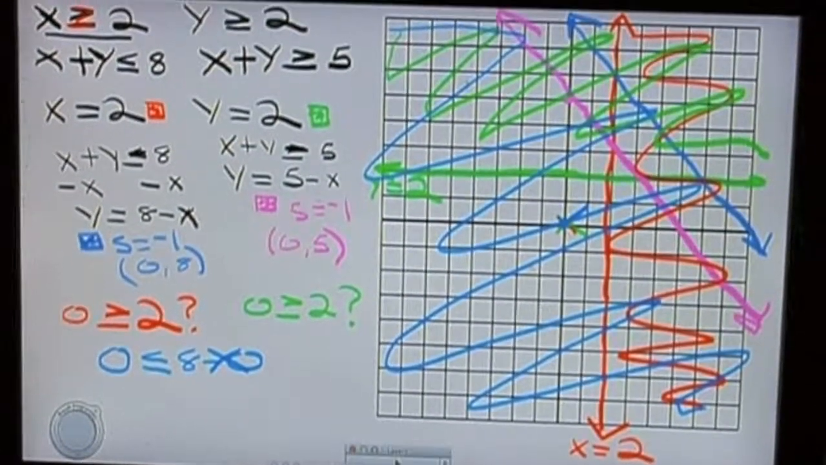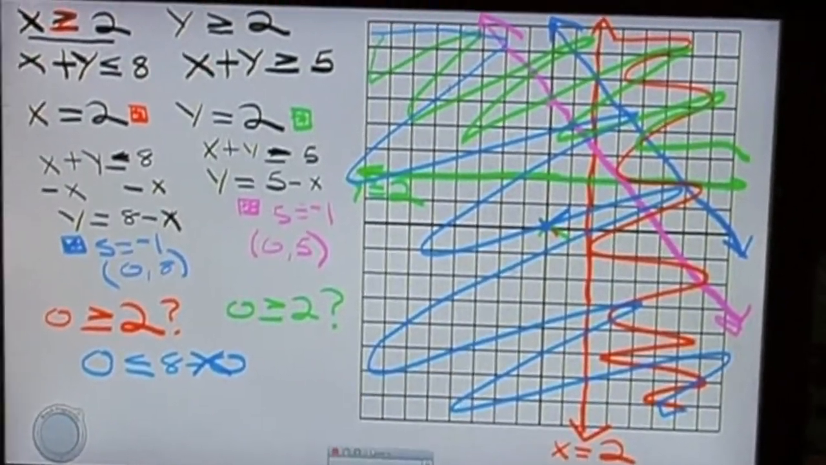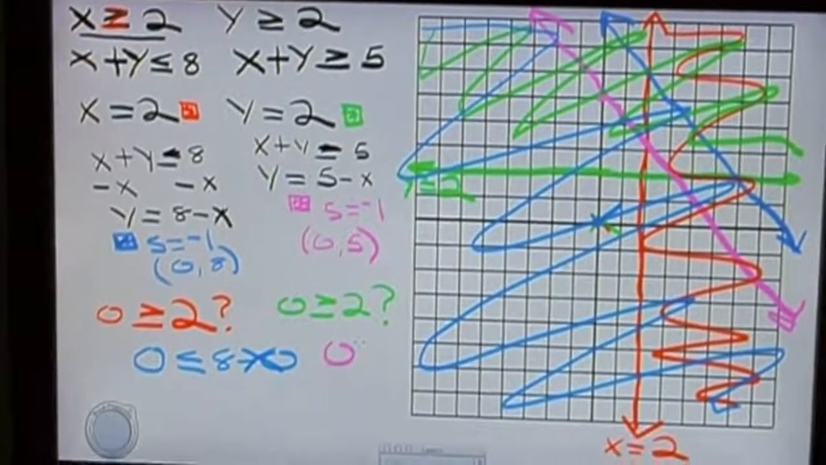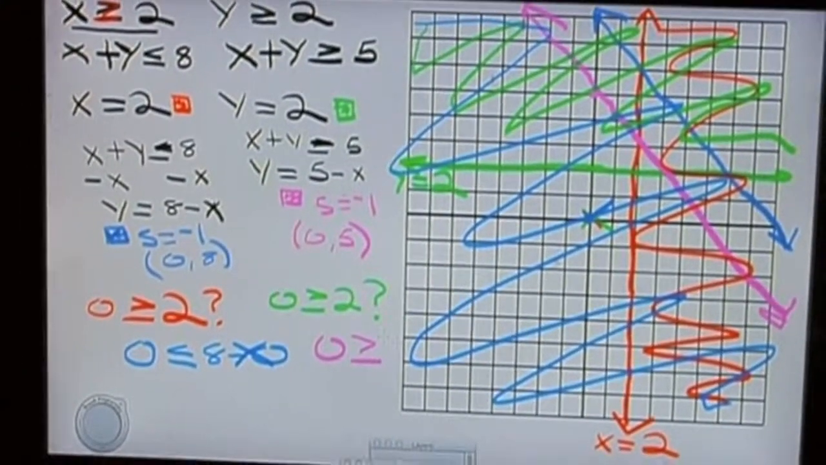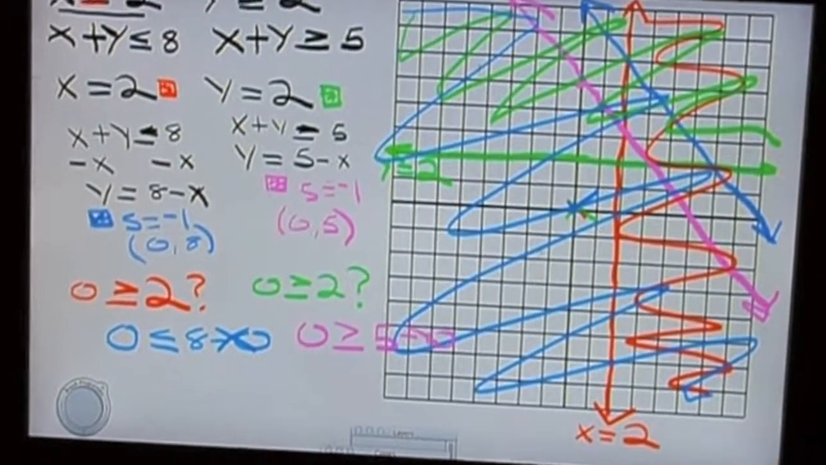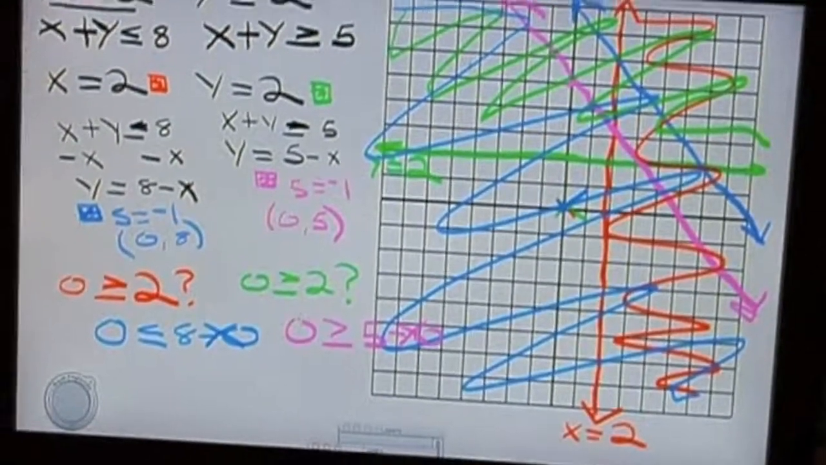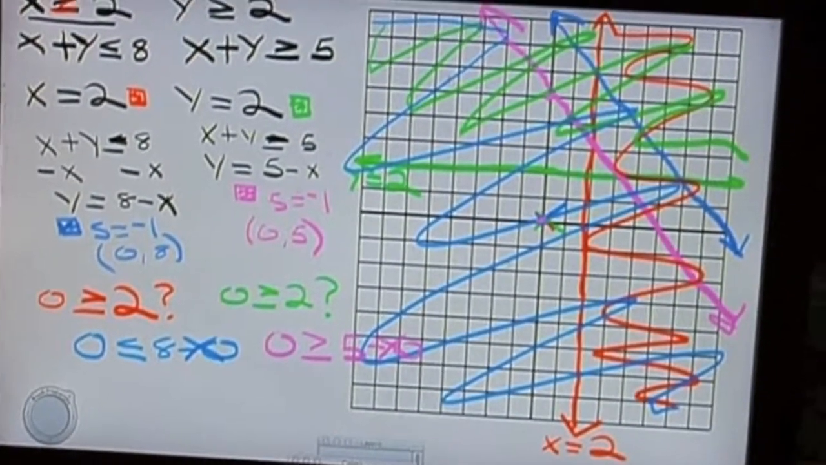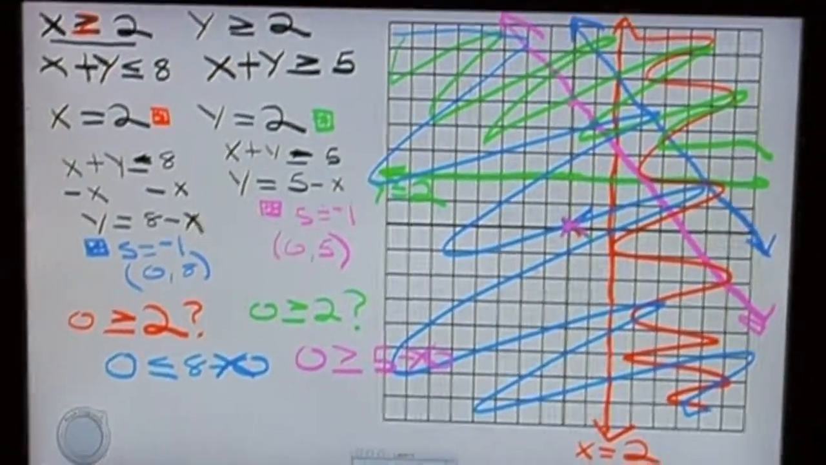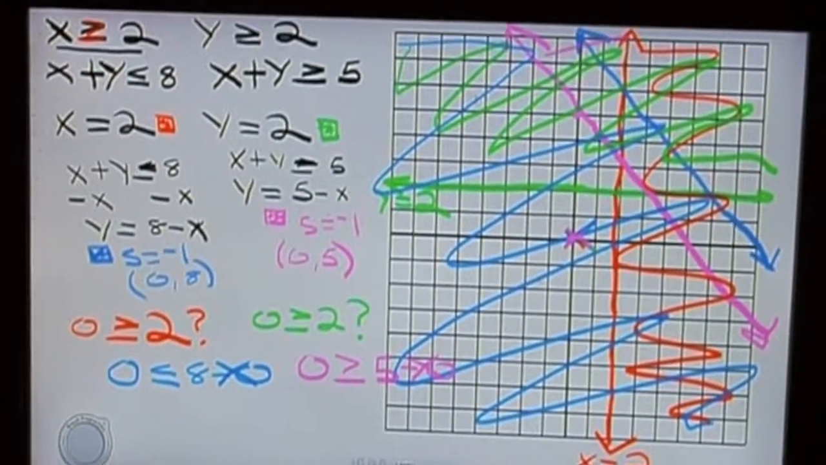Okay, now for our final equation, you're going to substitute 0, 0 in again. So you're going to end up with 0 is greater than or equal to 5 minus 0. And 0 is not greater than 5. So you're going to shade on the side that does not contain 0, 0. Shade the whole thing.